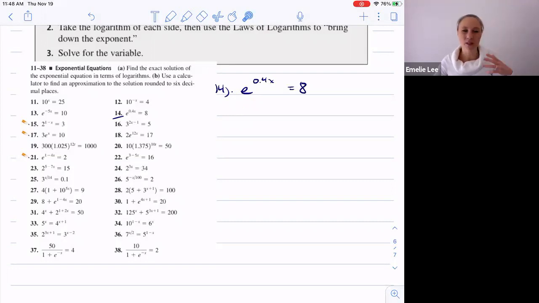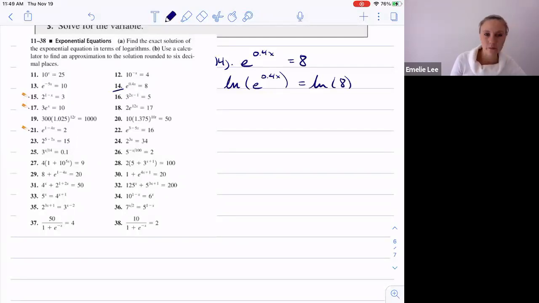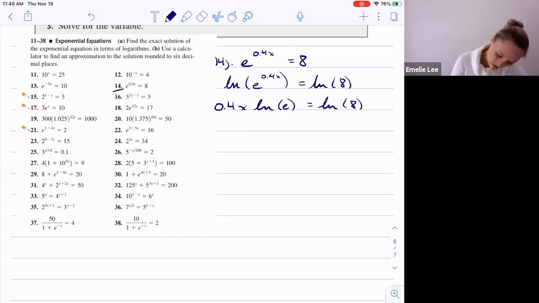That is something that you're going to need to work on, right? Figure out what you prefer to do. So I'm going to take the natural log here because it is log base e and I have an exponent base e. But I have to do it to both sides. So I'm going to take the natural log of e to the 0.4x is the natural log of 8. By the log laws, this 0.4x gets brought downstairs. So we need 0.4x times the log of e is the log of 8.